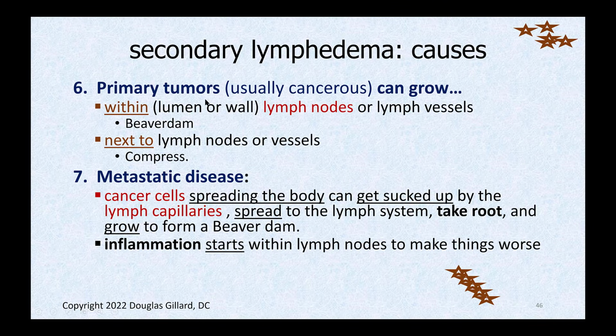You can have primary tumors grow within lymph vessels, or, probably more commonly, you can have cancer somewhere else, like malignant melanoma, which loves to get into the lymph system. You can have cancer cells get sucked up into the lymph capillaries and get stuck in the lymph vessel wall and grow there and physically cause a beaver dam. And as they grow into the vessel wall, the body's immune system sees them, and you get an inflammation which further narrows the lymph vessel.